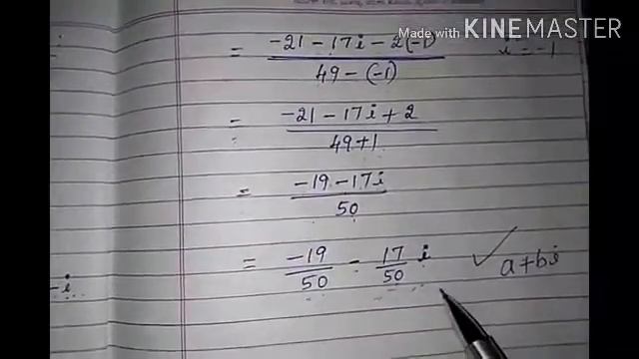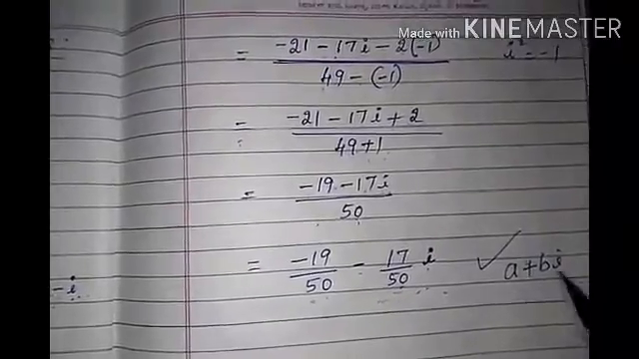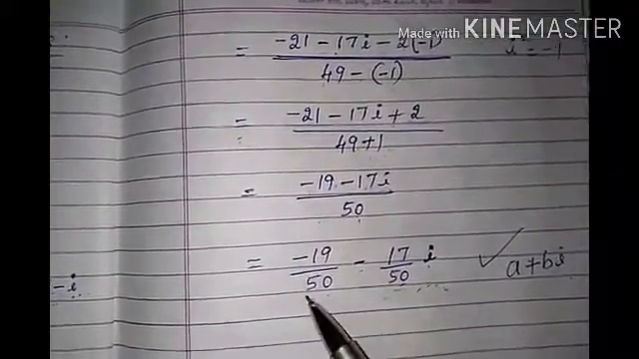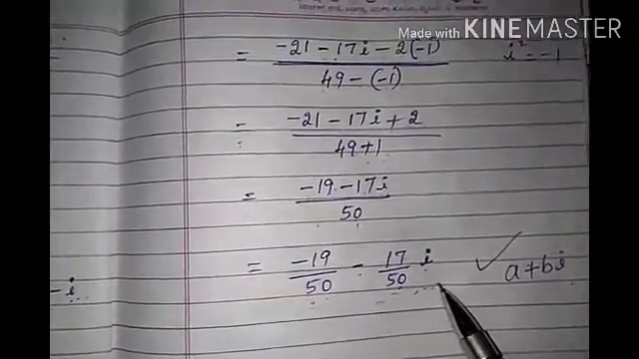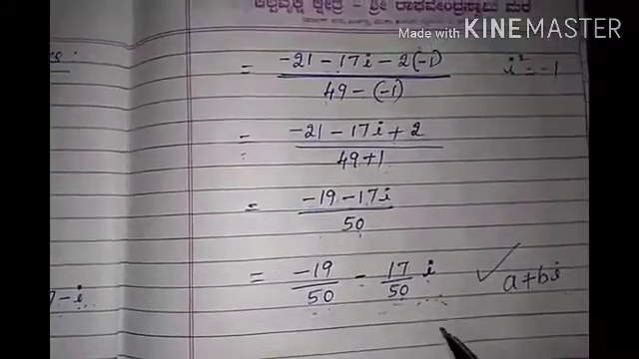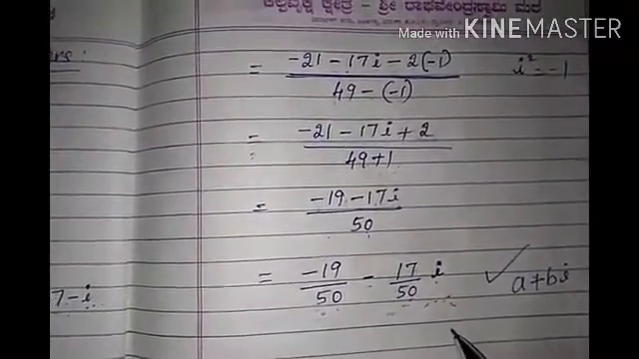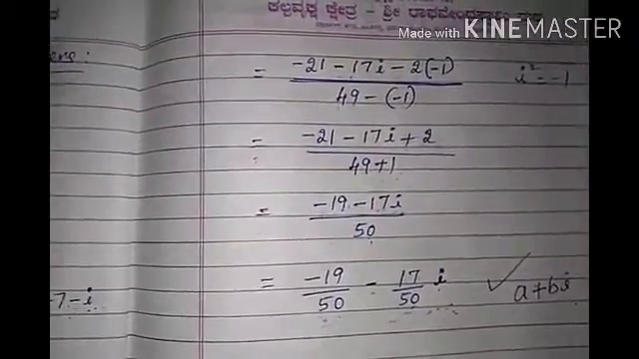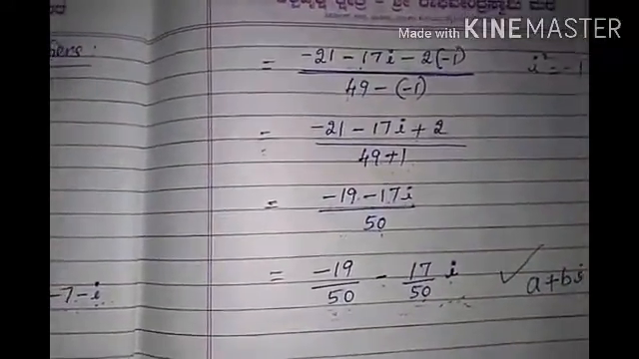It is in the form of a plus bi. It is our standard form. There is no imaginary part in the denominator here. In this way, you can eliminate the imaginary part in the denominator. We will explain this by taking another example.